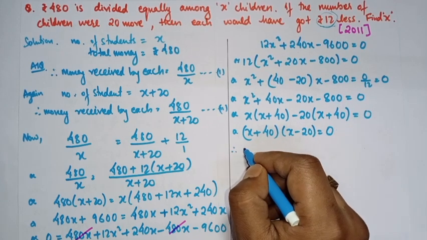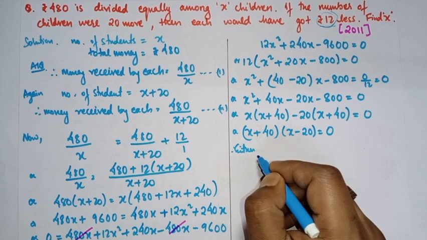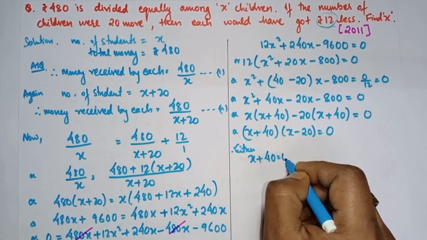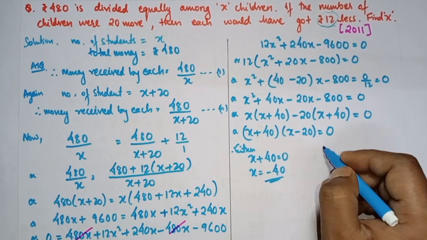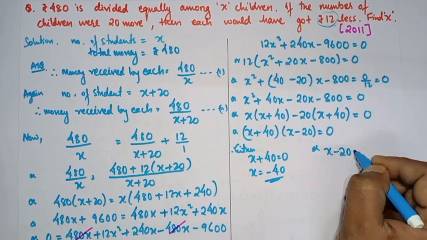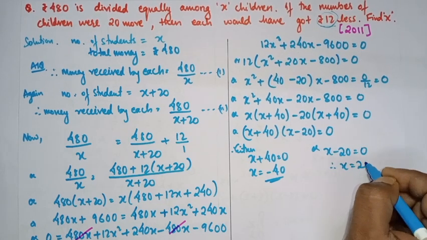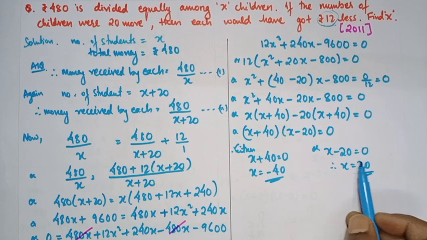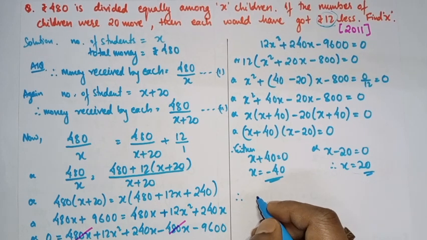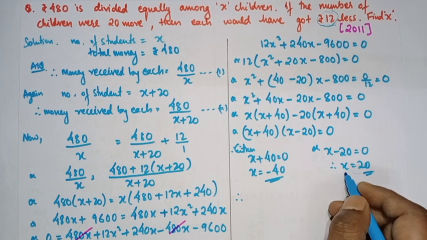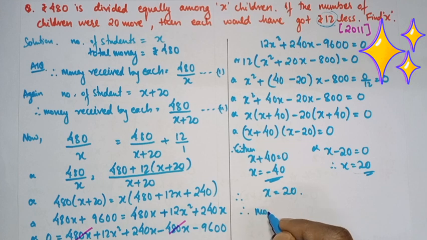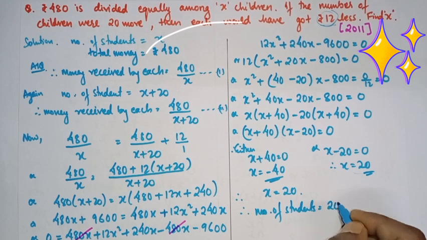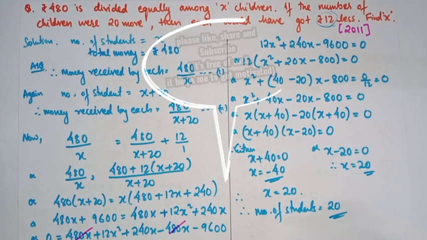So therefore, either x plus 40 equals to 0, that means x equals to minus 40. The number of students cannot be negative, so or x minus 20 equals to 0, so therefore x equals to 20. So I got the positive value, that means this is the number of students. Therefore x equals to 20, therefore the number of students equals to 20. So I got the answer.